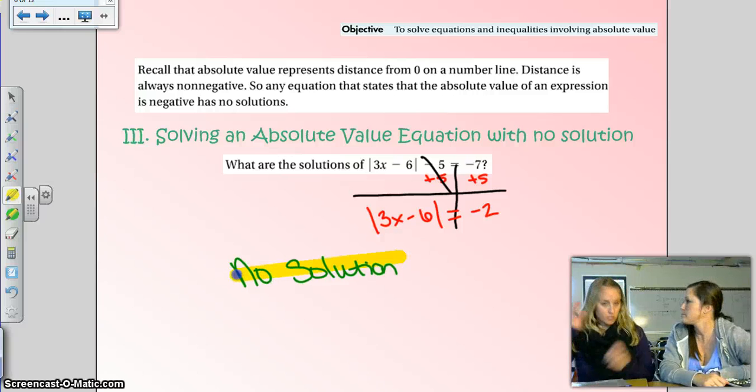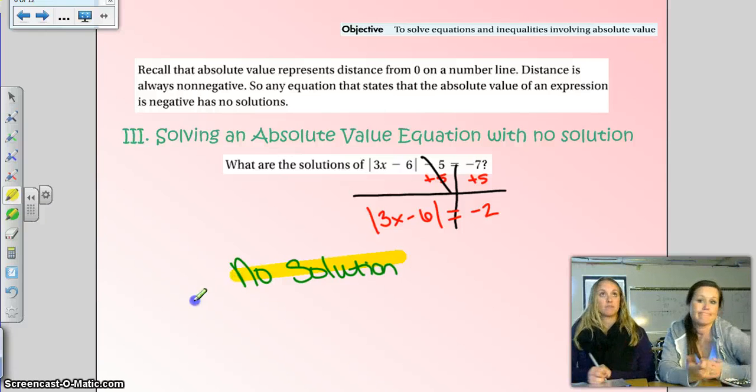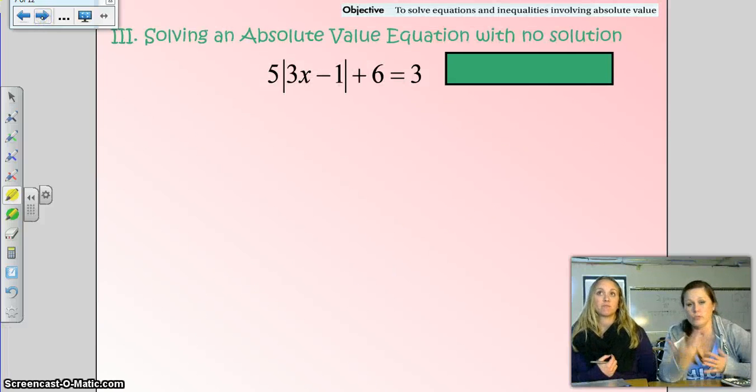Okay. So that's all you write. No solution. Absolute value of something cannot equal a negative. That's it. So here's another one. So let's look.